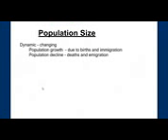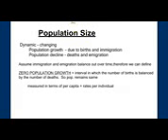Population size is dynamic. It's always changing. It grows due to births and immigration, or individuals moving in, and it declines due to deaths and emigration, individuals moving out. If we assume that immigration and emigration will balance each other out over time, we can define zero population growth as an interval in which the number of births is balanced by the number of deaths, so that the population remains the same.